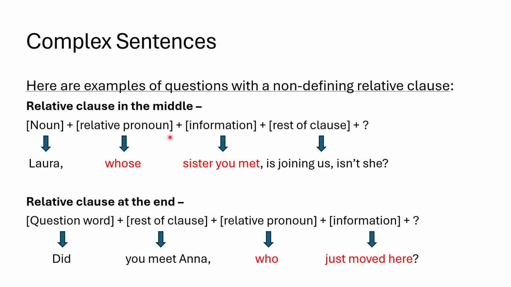Here are examples of questions with a non-defining relative clause. Relative clause in the middle: noun plus relative pronoun plus information plus rest of clause. Laura, whose sister you met, is joining us, isn't she? Relative clause at the end: question word plus rest of clause plus relative pronoun plus information. Did you meet Anna, who just moved here?